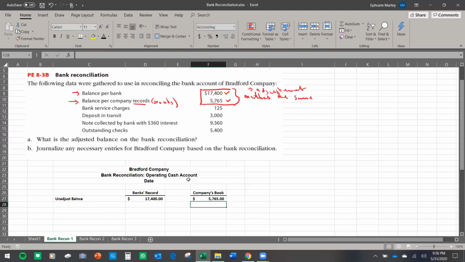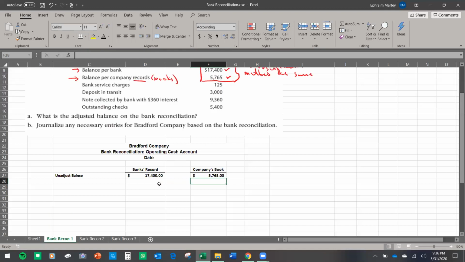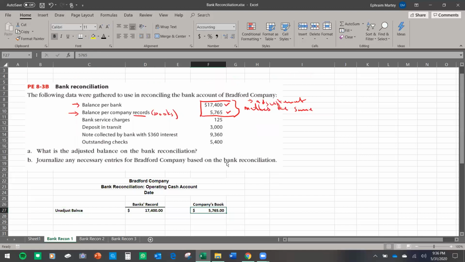Notice that there are so many formats out there that you can use to do your bank reconciliation, but this is the simplest way. This is one of the simplest ways that I know, and I learned it from my instructor, my professor called Douglas McDougall. It's very smart. So you don't need to do anything complicated that will worry you. This is very simple and straightforward. So you have your unadjusted balance here, 17,400 and 5,764. Now we are going to reconcile them.